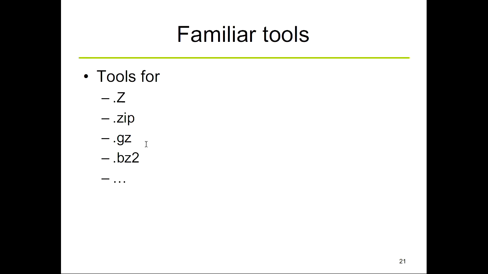Now, some tools you are familiar with. If you're as old as me or older, you will know there's a big Z, that's from the Unix compress tool. And there's normal zip software like WinZip and so on. There's gzip, there's a bzip tool, and there are some other tools that give you files with all these extensions.